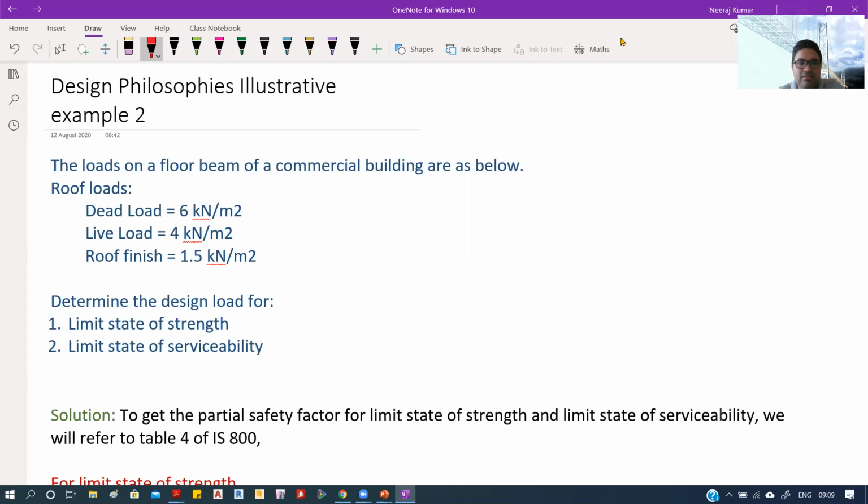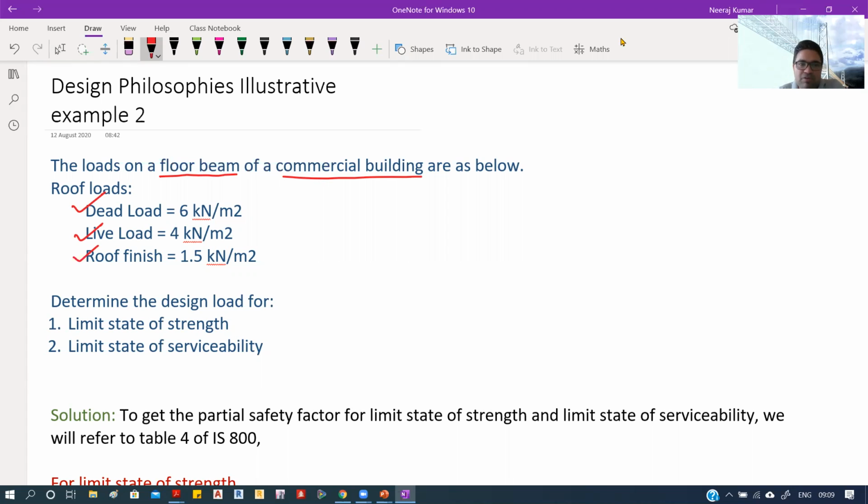In this example, the load on a floor beam of a commercial building is as below. So on the floor beam, these loads are acting: dead load of 6 kilonewton per meter square, live load of 4 kilonewton per meter square, and roof finishing of 1.5 kilonewton per meter square.